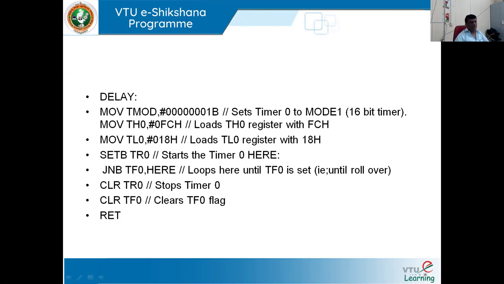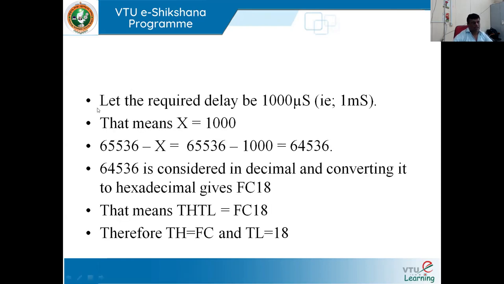Once it is done, we need to clear TR0, that means stop timer 0, and then clear the TF0 flag. Here TF0 is the timer flag, and TR0 is the timer run control. This is how we induce the required amount of delay in a program. This program will induce a delay of 1000 microsecond, or 1 millisecond, as discussed in the previous slide.